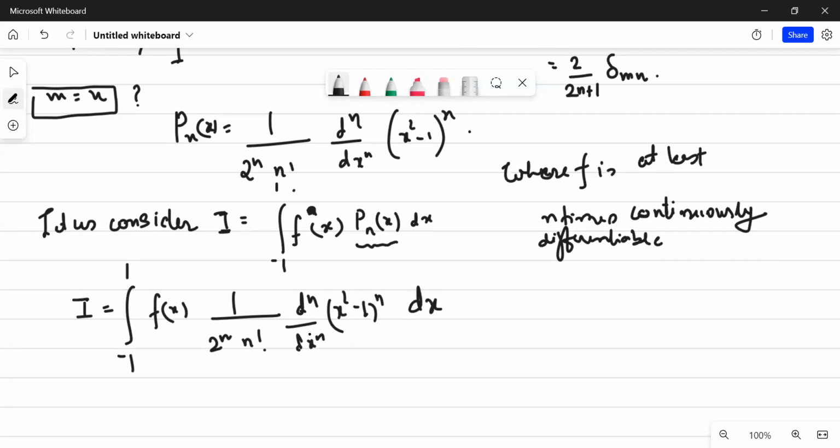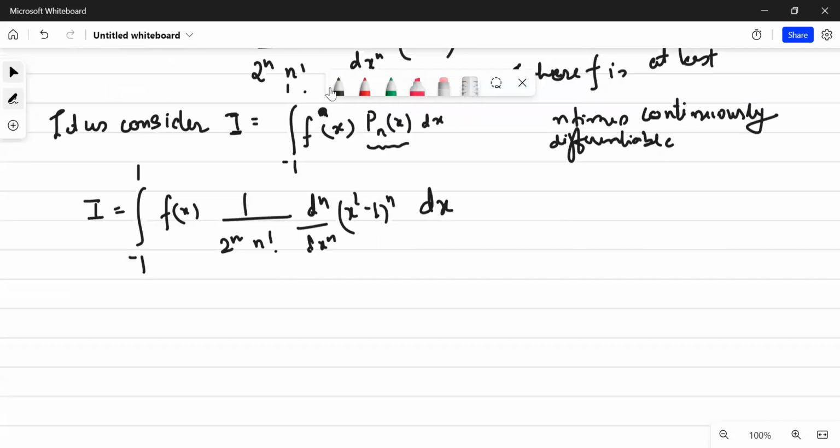Now if I try to integrate this, one of the obvious calls will be to integrate this part, because I already know f is n times differentiable. If I integrate this expression, I will simply get d^(n-1). If I take this particular term as the integrable term and this one as the differential term, then things will be easy for us. So I will write the integral as 1 upon 2 to the power n factorial, from -1 to +1, of f(x).